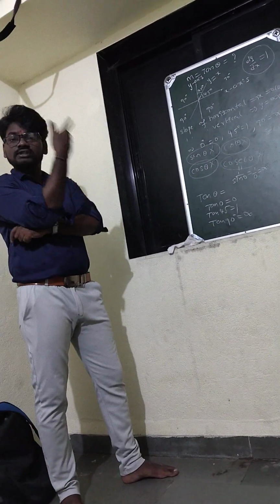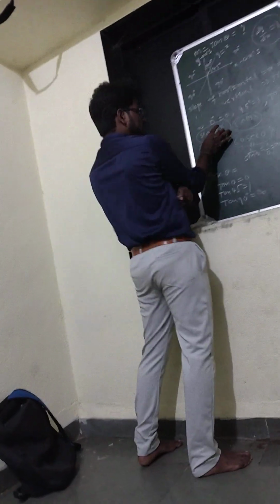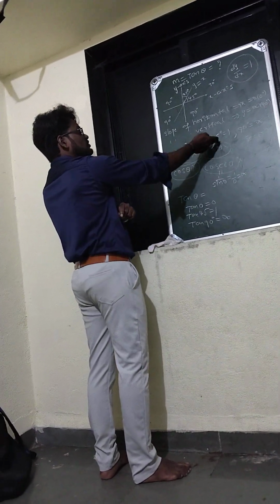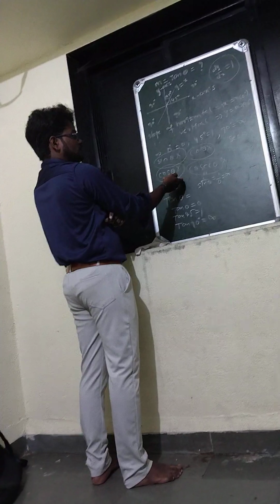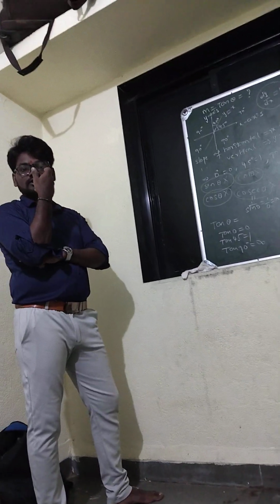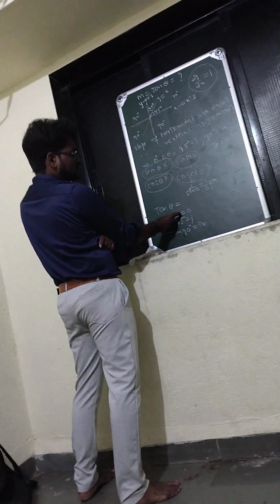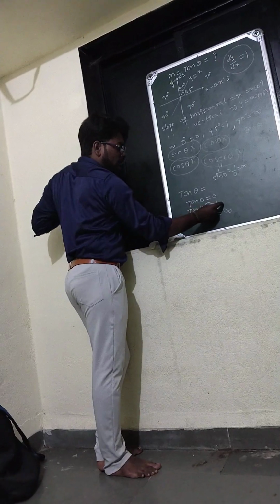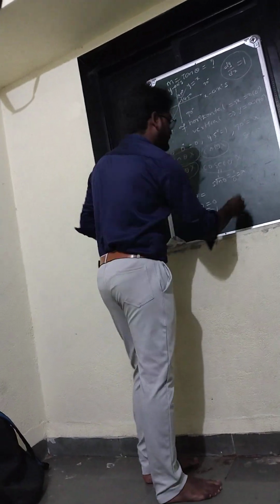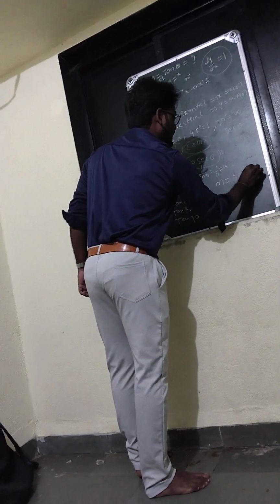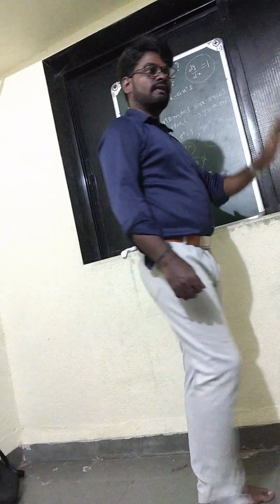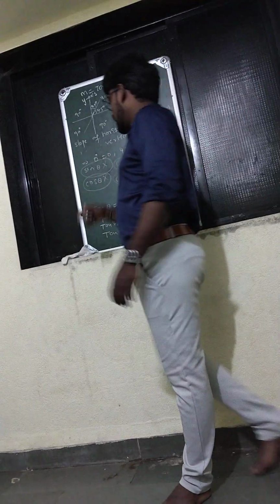There are 6 trigonometric ratios here: sin theta, cos theta, cot theta, cosecant theta, secant theta, tan theta. Sin 0 is 0, but sin 45 is 1 by root 2, not satisfied. Cos, cot, cosecant and secant are not satisfied. Only tan theta is satisfied. Tan 0 is 0, tan 45 is 1, tan 90 is infinity. In these three conditions only tan satisfies, so m equals tan theta.